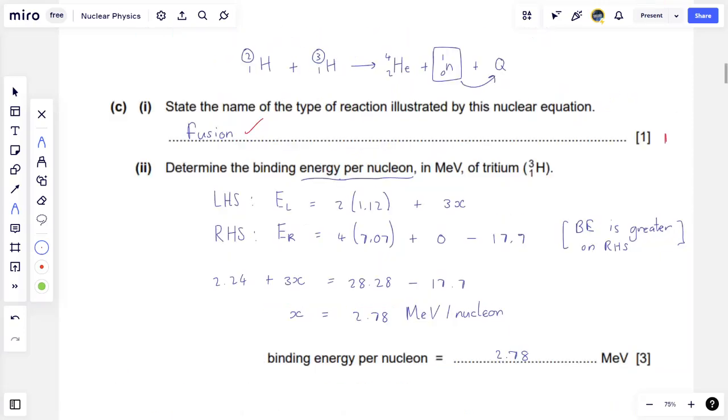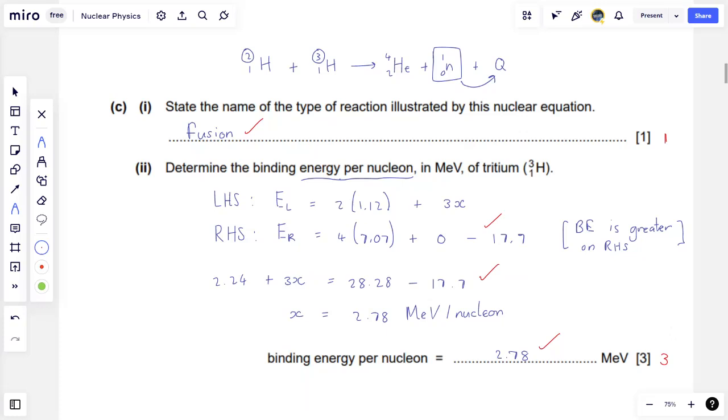For part 2, determine the binding energy per nucleon. This is the last sub-question. Making sure you have a minus sign on the 17.7 is very important. Getting the conservation of energy equation correct is also very important. And then an accuracy in the final answer rounds off the 3 marks.